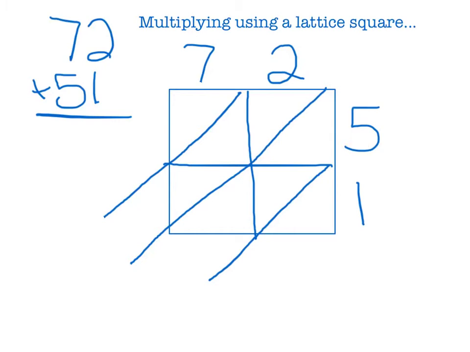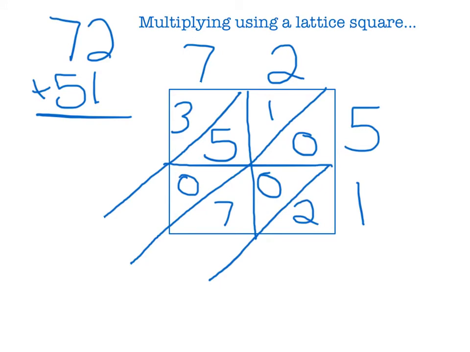5 times 2 is 10. 5 times 7 is 35. 2 times 1 is 2, and 1 times 7 is 7.